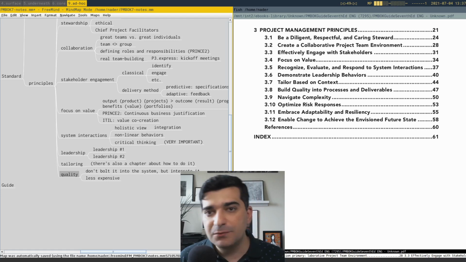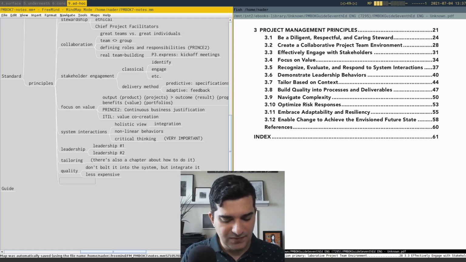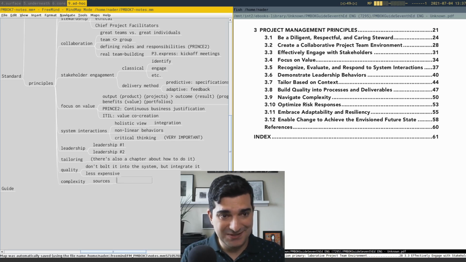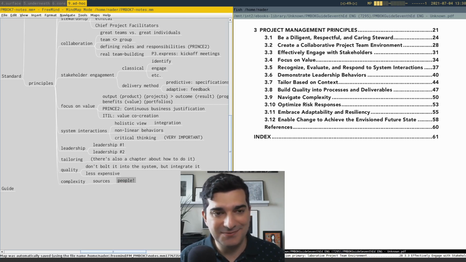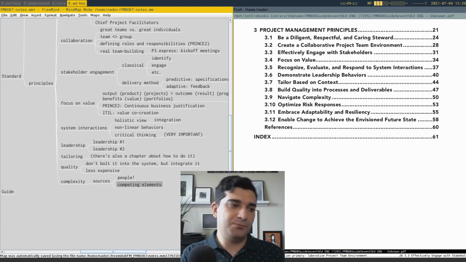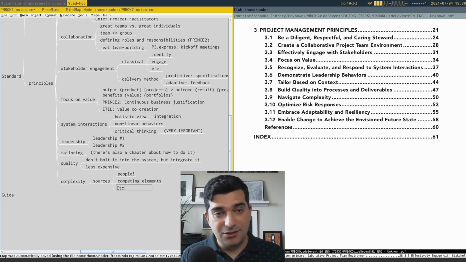What else do we have? What's next? Navigate complexity. Sometimes we forget about the complex nature of projects, which is because of having people involved in the project. People are complicated. That's just how it is. And there are competing elements in the project. You fix one of them and it breaks two other things. And a lot more. All of them together create complexity in the project.